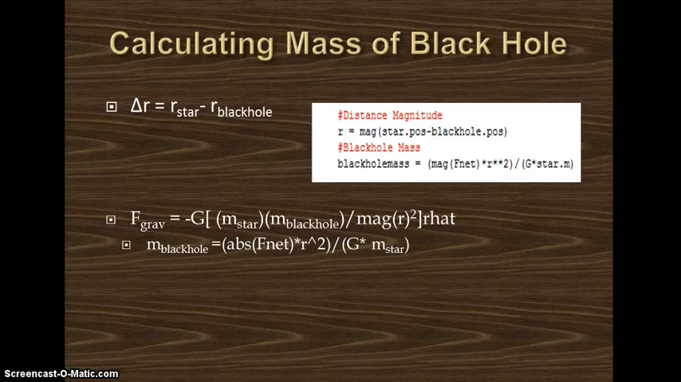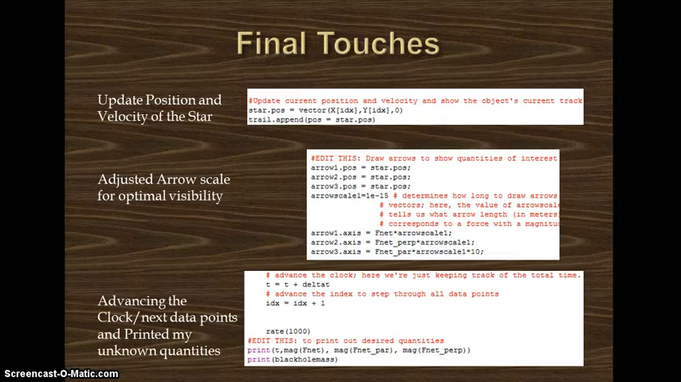I then entered the code for calculating the mass of the black hole. I calculated the distance between the point mass of the star and the black hole, defined it as r, and plugged it into my rearranged equation of Newton's gravitational force, solving for the mass of my black hole. I also put some final touches in the code, which update the position and velocity of the star, adjust my arrow scale so you can see optimal visibility of the arrows of Fnet and its corresponding components, as well as advance the clock and my data points and print the quantities that I want to know.